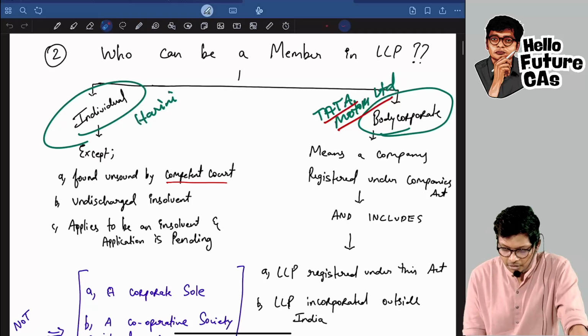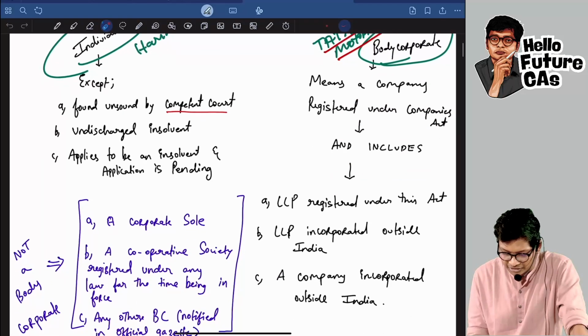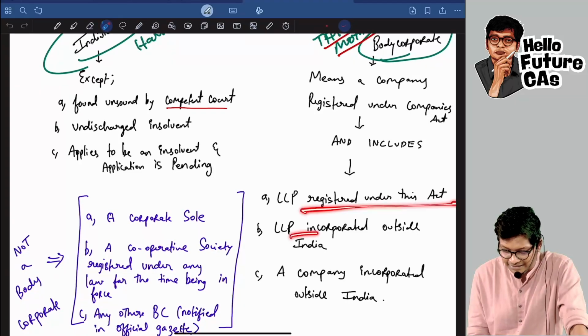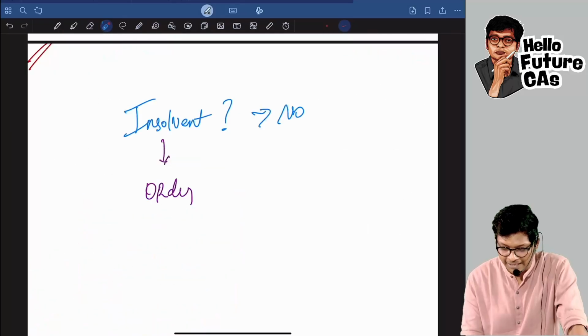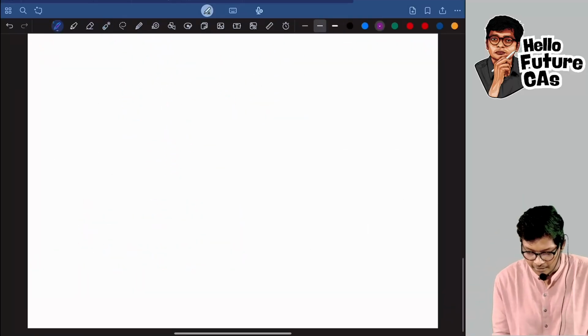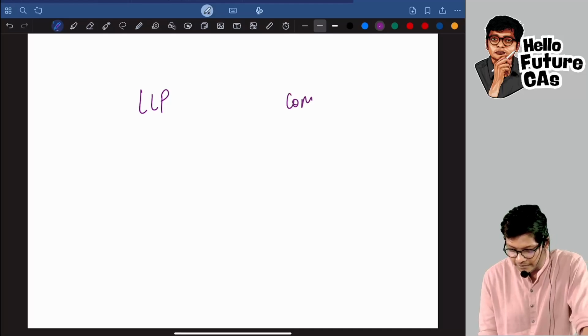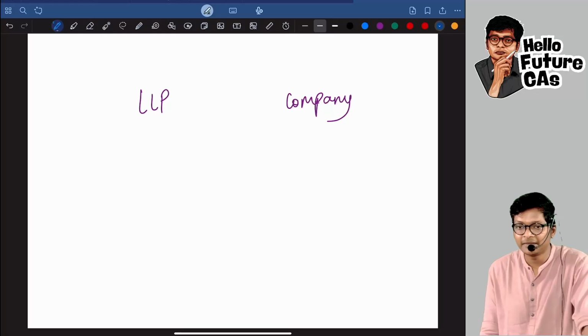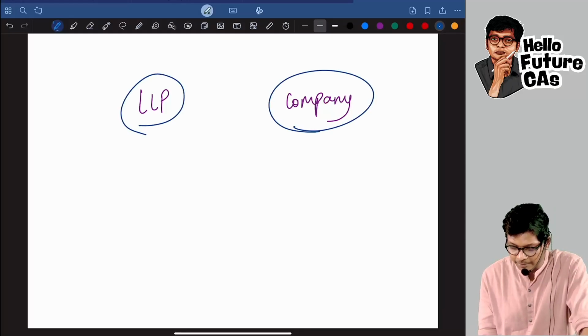Okay, next. Body corporate means a company registered under the Companies Act and includes an LLP registered under this Act, an LLP incorporated outside India, and a company incorporated outside India. Sir, confusing, sir. I will simplify it for you. What we wrote there is very simple: every LLP and every company. Over here, both can be a body corporate as per this Act.